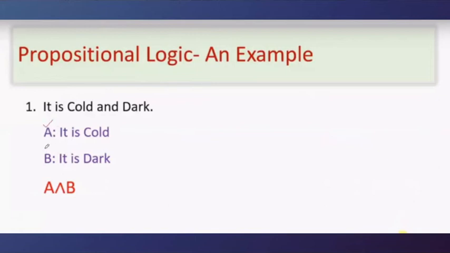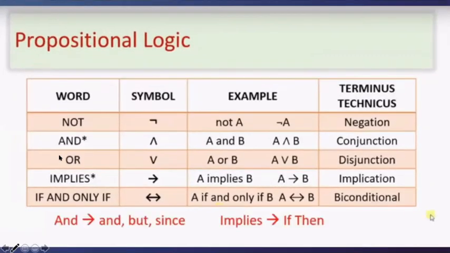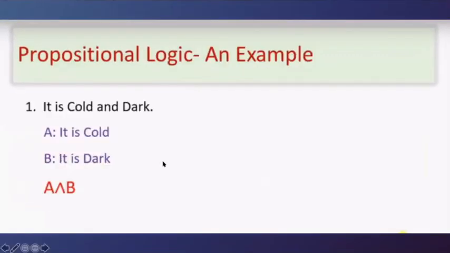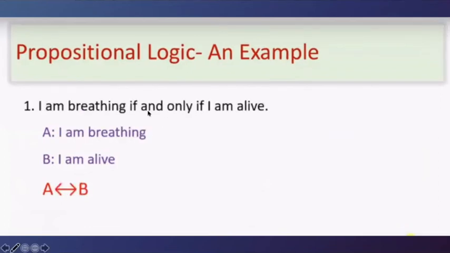This is one sentence, this is another sentence, that can be represented with the help of the AND symbol, which is called conjunction. Yeah, it is a conjunction. So conjunction will be used here. So A conjunction B is nothing but the sentence, it is cold and dark. Let's go to another example.